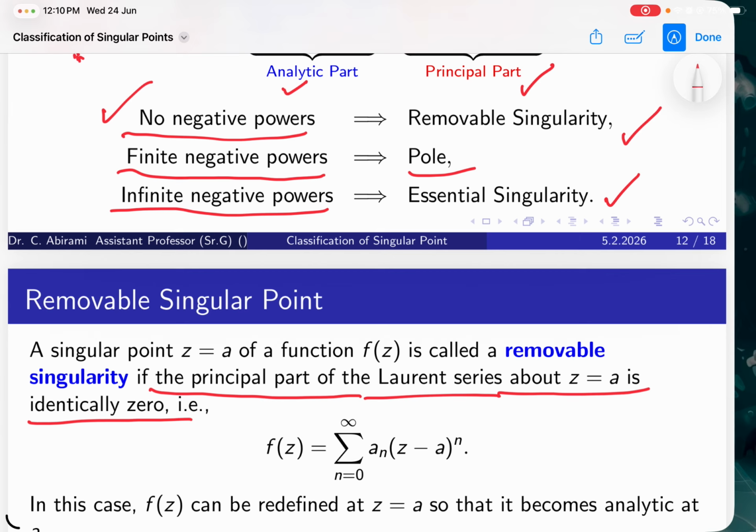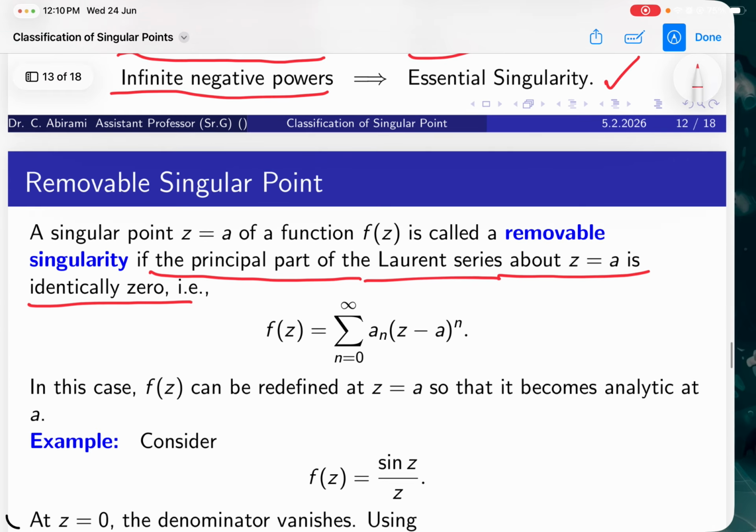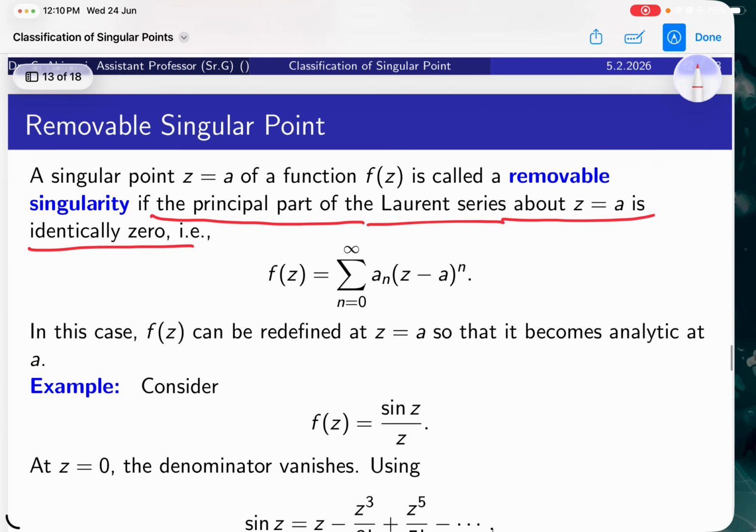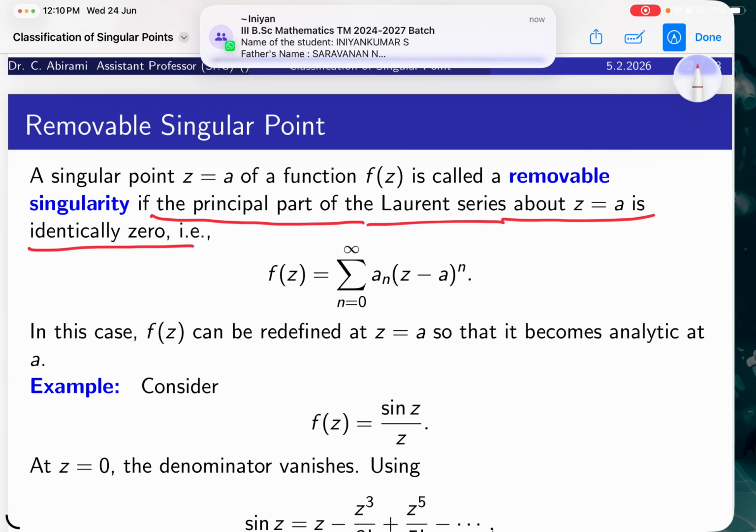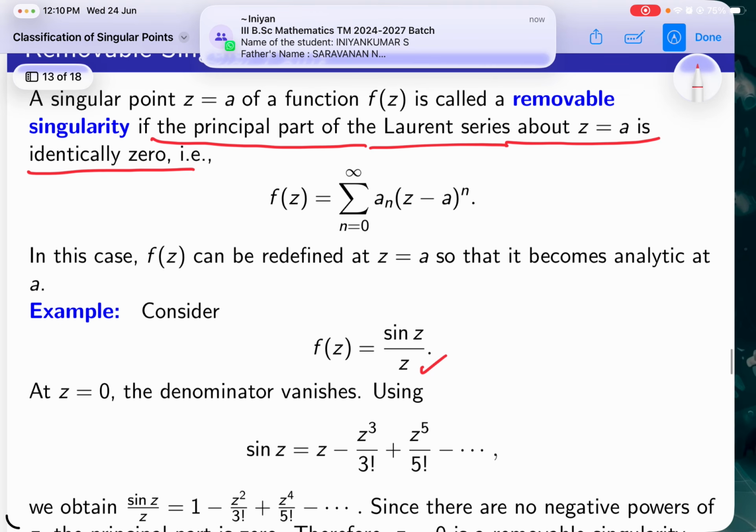In this case, f of z can be redefined at z is equal to a so that it becomes analytic at a. For example, f of z is equal to sin z by z at z is equal to 0. So already we know how to find singular points. The denominator term will be equal to 0. So z is equal to 0.